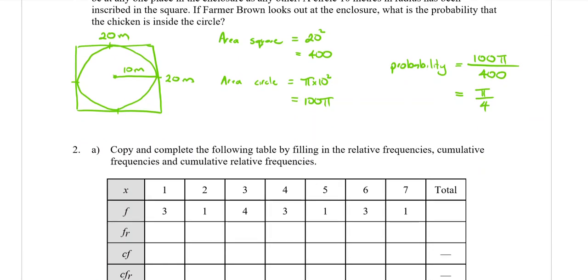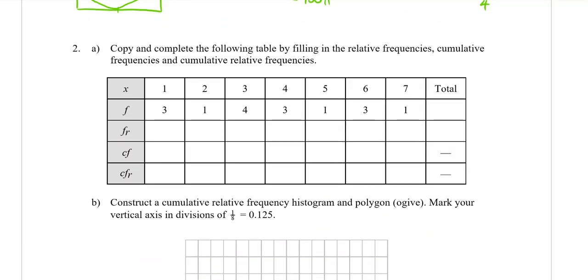Okay? Question 2. Copy and complete the following table by filling in the relative frequencies, cumulative frequencies, and cumulative relative frequencies. Okay, first thing in the second row, we are missing a number, the total, so we want to add all these up. 3 plus 1 plus 4 plus 3 plus 1 plus 3 plus 1 equals 16. Okay, we need that number to do this.